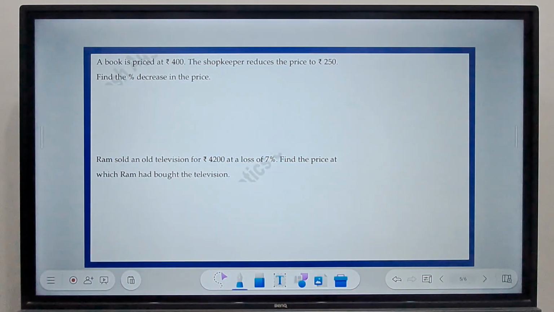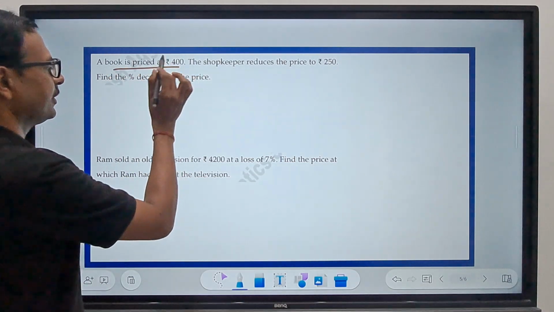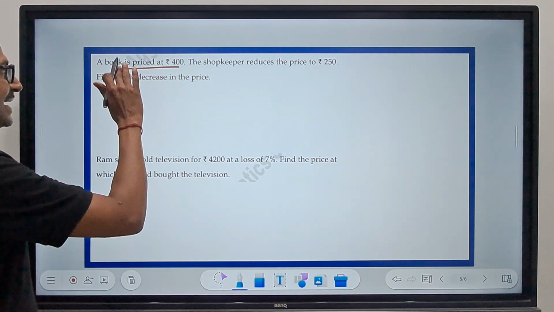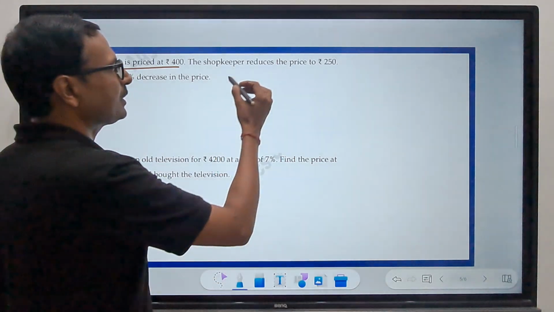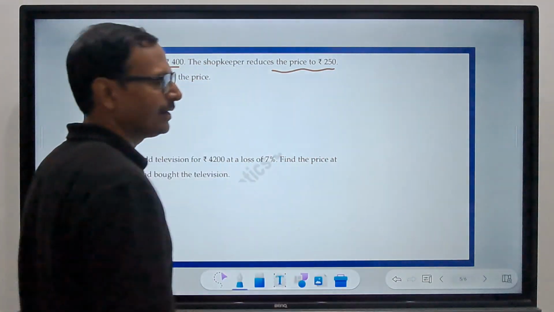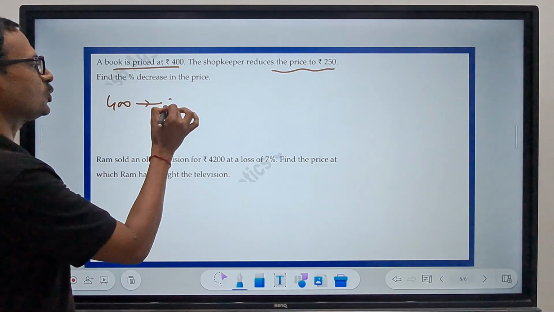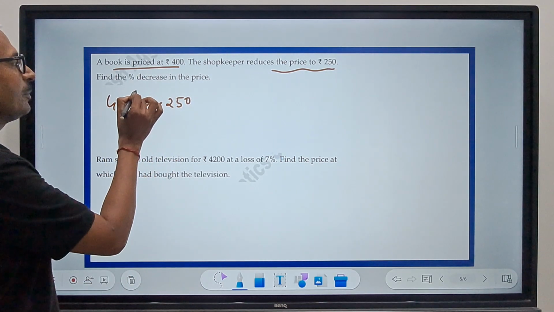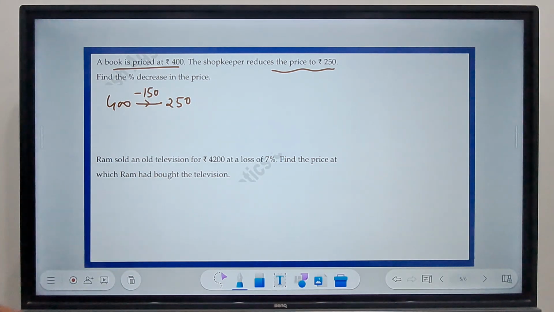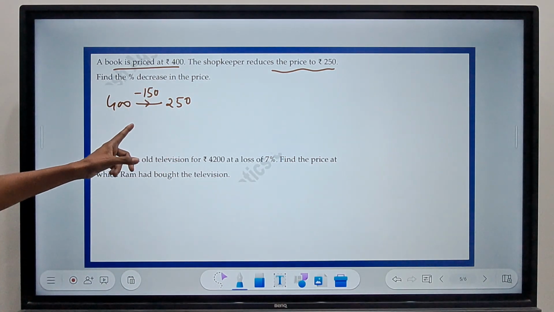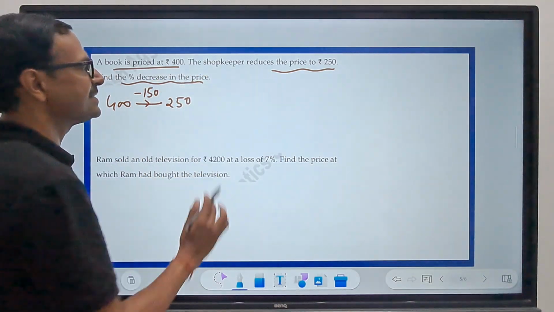Two easy questions there on the board. A book is priced at rupees 400. Now the shopkeeper reduces the price to 250. So the 400 price has been reduced to 250, right? So how much reduction is there? It is minus 150, right? The price is reduced by 150 and now the new price is 250. You need to find the percentage decrease in the price.